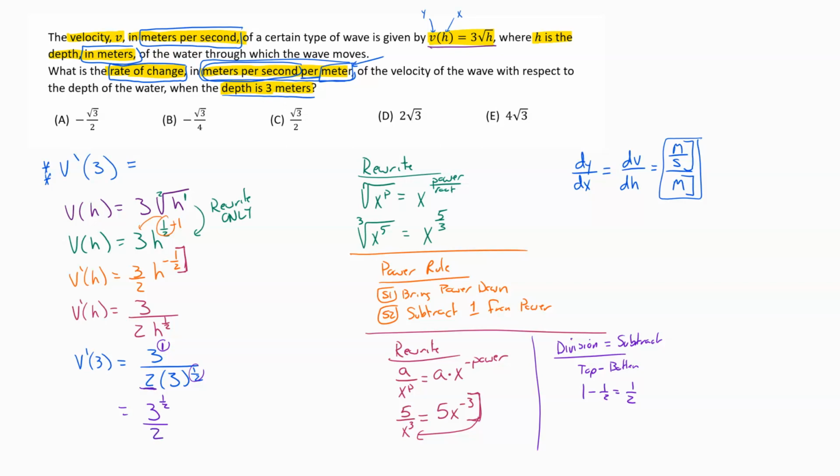Still not exactly what they want for our answer, and that's because we basically now need to undo the rewrite that we did from earlier. We're in this power over root side, and they want us to put the root back into this. So this is 3 to the 1/2. That's a square root. So we would rewrite this as the square root of 3 over 2. And now we can see what we want for our answer.